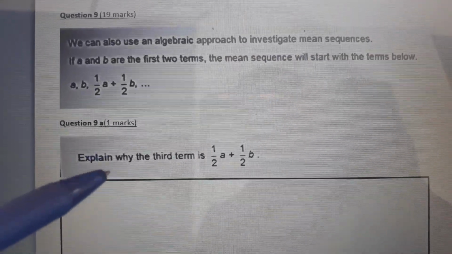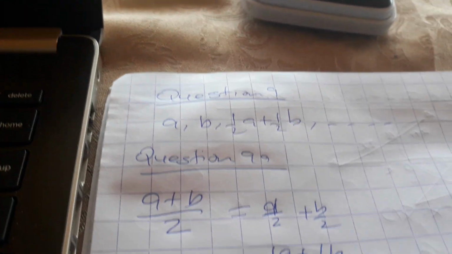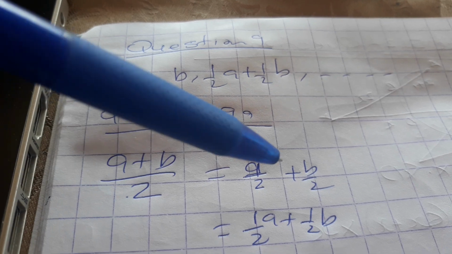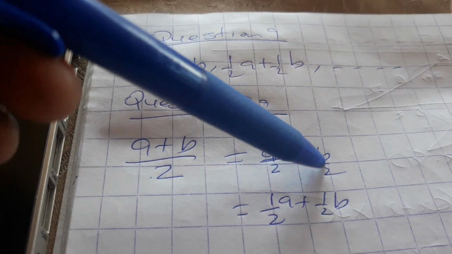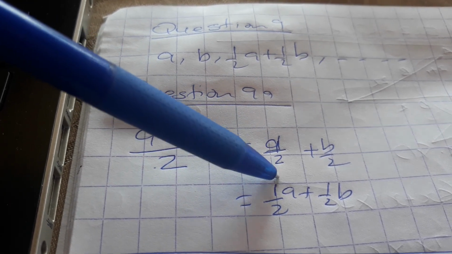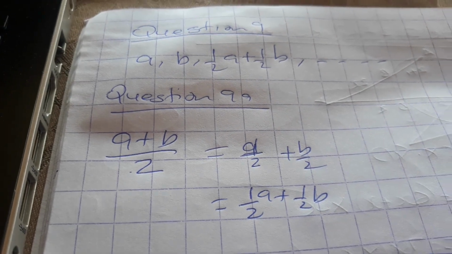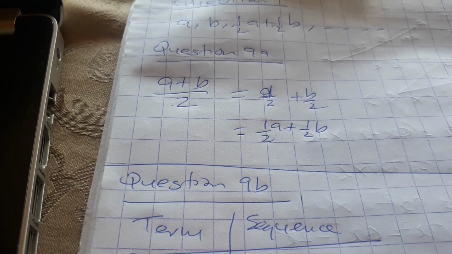Explain part A of the question. Explain why the third term is half A plus half B. Now, to find the mean, we are adding the two terms and dividing by 2. Basically, we can separate them. That's the same as A upon 2 plus B upon 2. And we can include the 1 on the top when nothing is written, and that ends up as half A plus half B. To find the mean of the first two terms, add the first two terms and divide by 2.